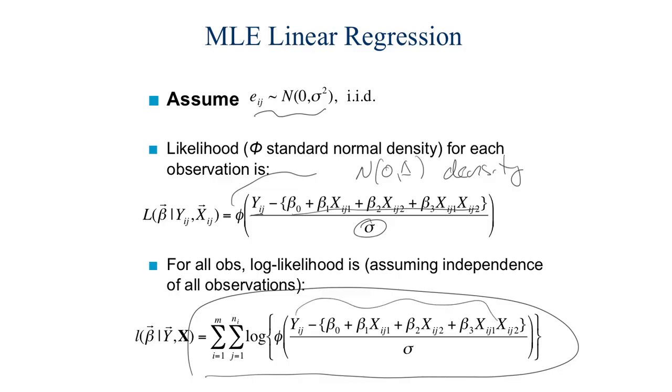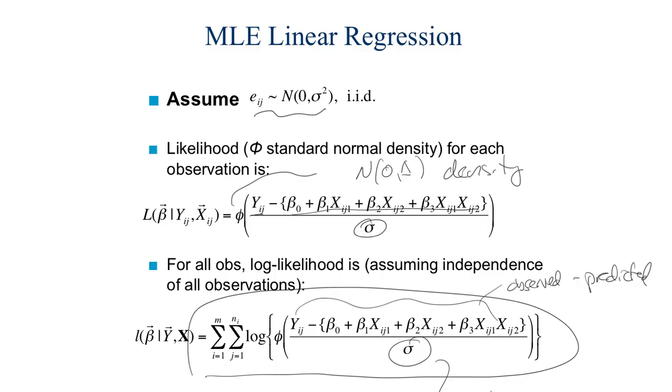This is observed minus predicted. And then this is the unknown residual standard deviation. Anyway, that's what it looks like.